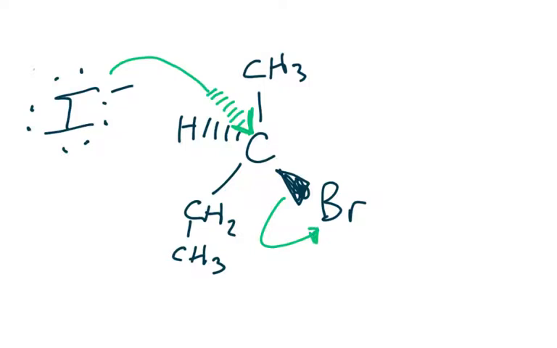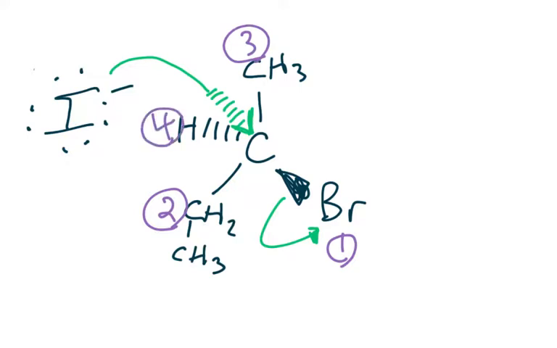So what's going to happen with this backside attack is this whole thing is going to flip inside out like an umbrella, and it's going to be the other configuration. So let's say it's R, then it's going to turn to S. If it's S, it turns into R. It's going to flip around. So let's do our little priority system here. We've got bromine at number 1 because it's the heaviest. Ethyl is going to rank number 2, then methyl, and finally hydrogen is number 4, which is in the back as it's supposed to be.